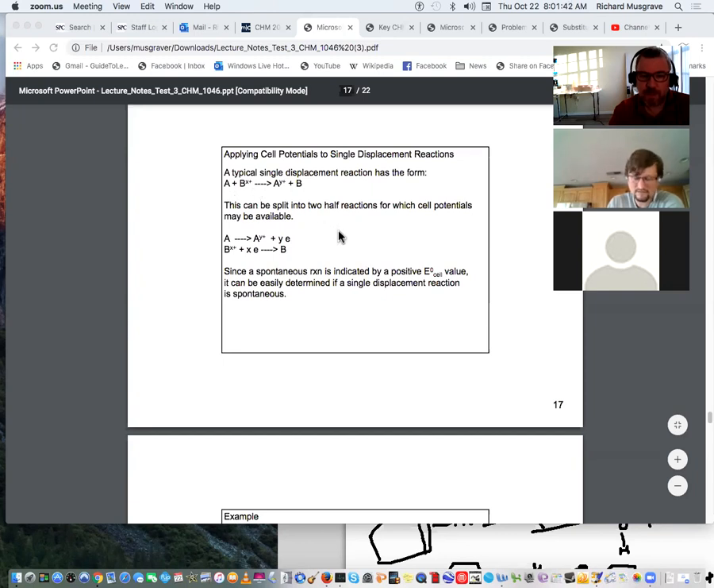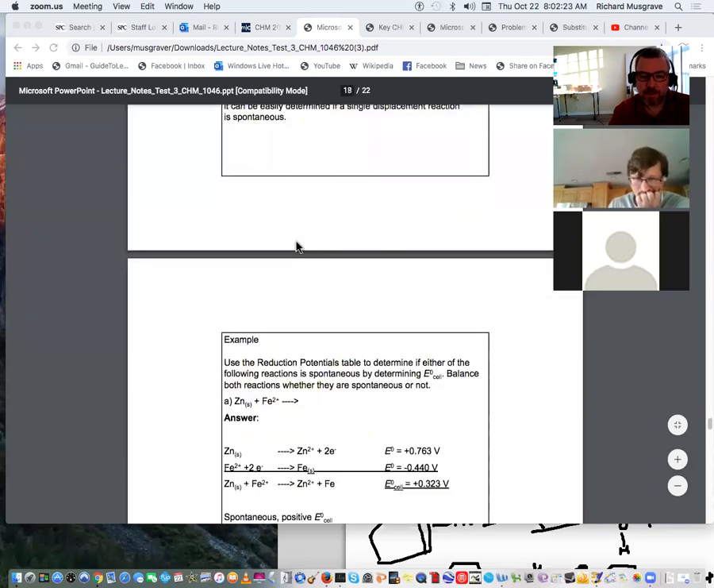So the standard single displacement is actually two half reactions. It's A going to A^y+ and B^x+ going to B. You'll notice that the A going to A^y+ is an oxidation, and the reason we know that is because A has no charge, and then A has a charge of y plus, which means that it's gone up in charge. Conversely, the B, which is x plus, becomes a B, which means it's going down in charge. So that is a reduction. So we've got an oxidation, we've got a reduction. This will be spontaneous if the E naught cell value is going to be positive. And I'll show you an example of that.